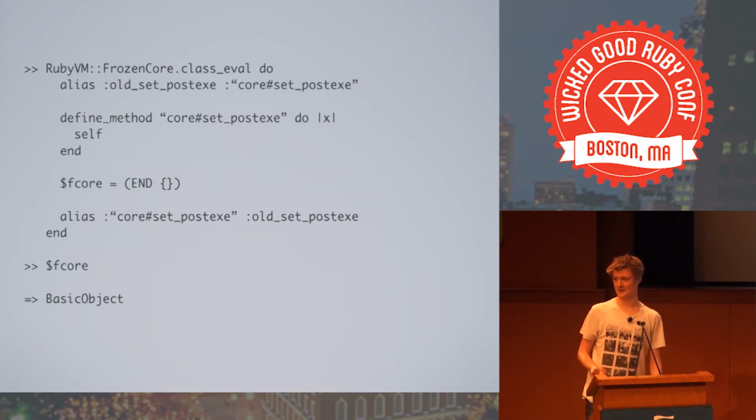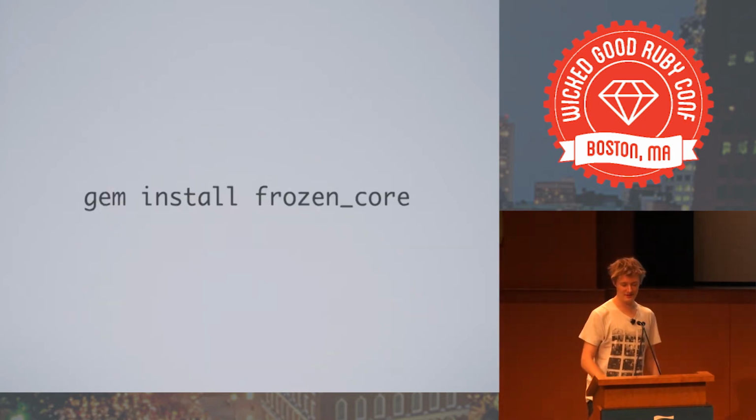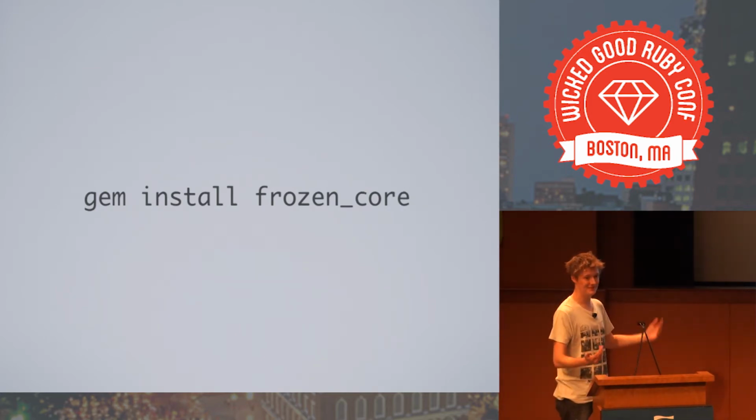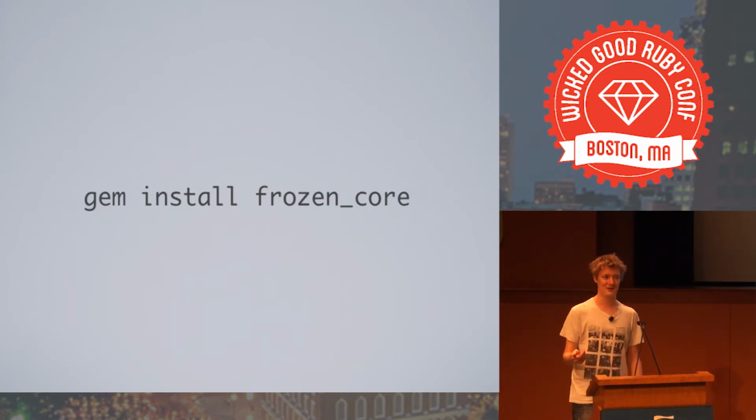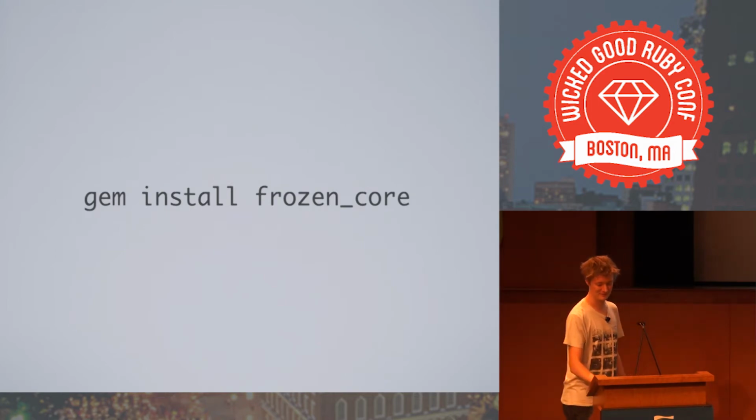And this is not code that you're going to want to repeat everywhere in your projects, and you're not going to want this code running in production. You don't want to write it yourself. So I wrote a gem for it. You can say gem install frozen_core, and that'll expose the FrozenCore class to you, and you can go RubyVM::FrozenCore.instance, and you can get the instance of it.